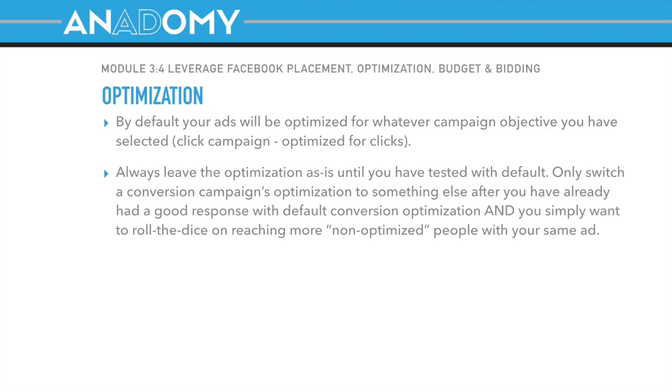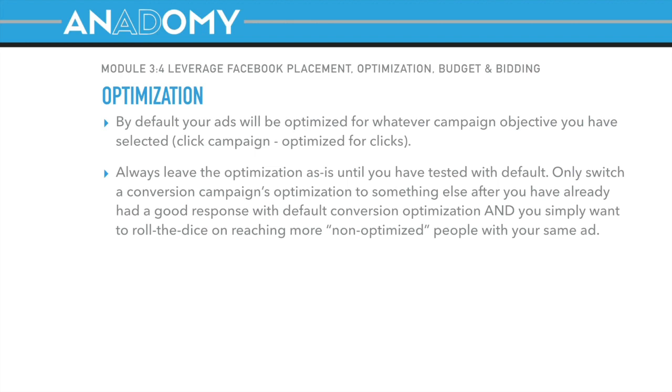The only time I would stray from this is if you've already had success and you want to roll the dice on trying to reach more non-optimized people with this same ad. So an example of this would be if you had somewhat of a smaller audience, let's say you had 50,000 people, and you had gotten really good conversions with the default optimization settings. But when you start looking through and analyzing how your ad is performing, you may recognize that your ads aren't going to as large a group of that audience as you would prefer it be delivered to.